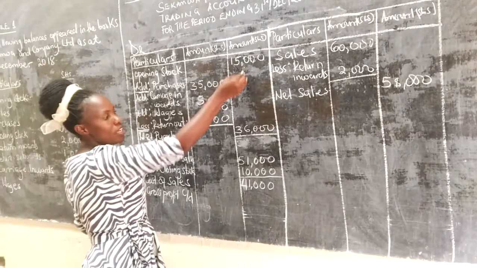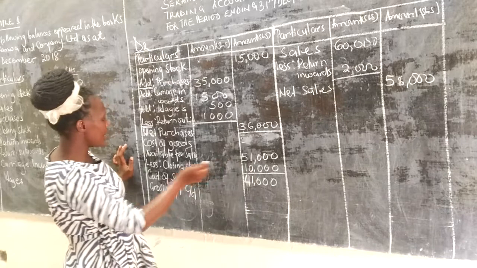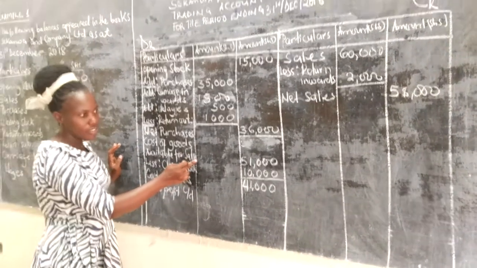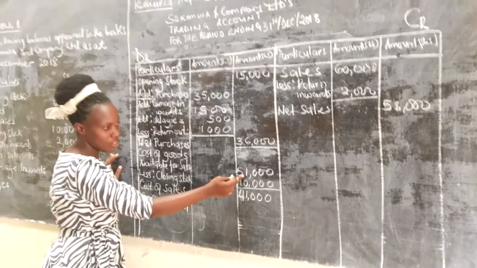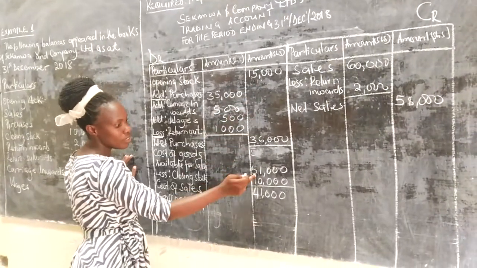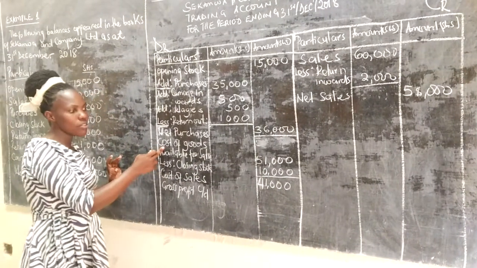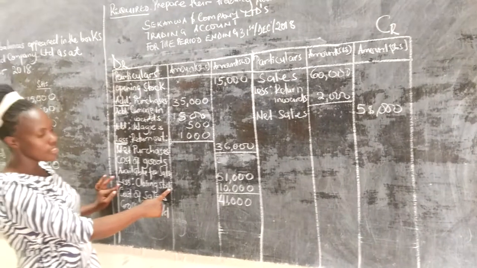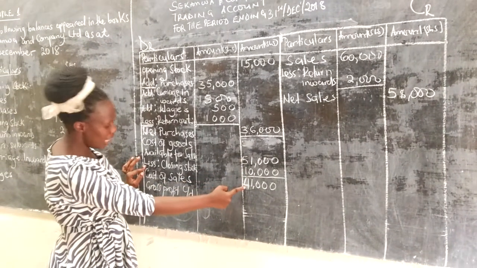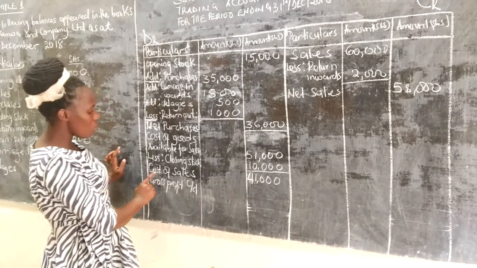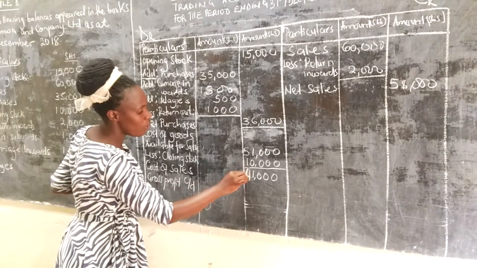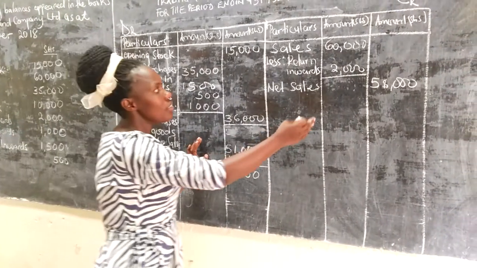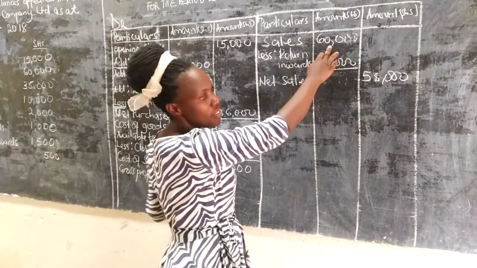So opening stock plus purchases, we are getting what we call cost of goods available for sale, which is 51,000. When you add the two, we get 51,000, which gives us cost of goods available for sale, less closing stock. In our number, it is there, it is 10,000. So when you less the two, we get what we call cost of sales, which is 41,000.